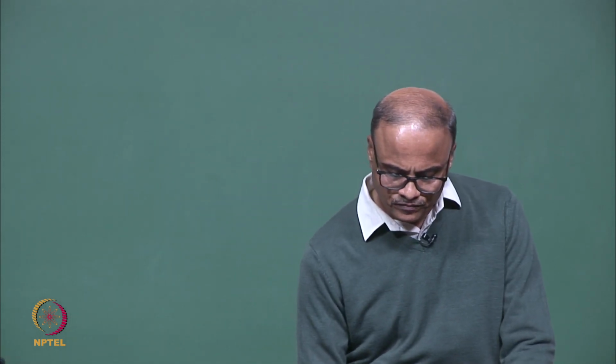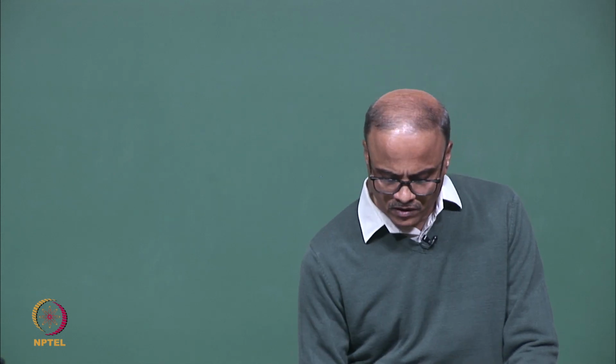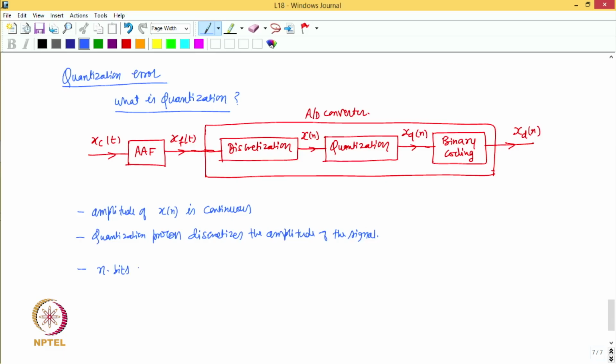So, if we have, let us say, n bits of A to D converter, which we can abbreviate as ADC, then we will have 2 to the power n quantization intervals. So, the number of quantization intervals would be 2 to the power n. And then what would be the width of the quantization interval?